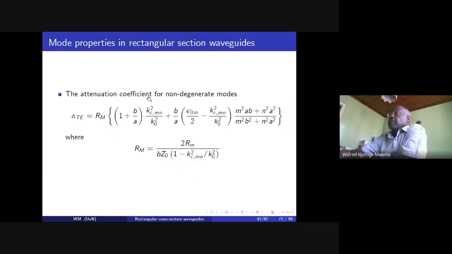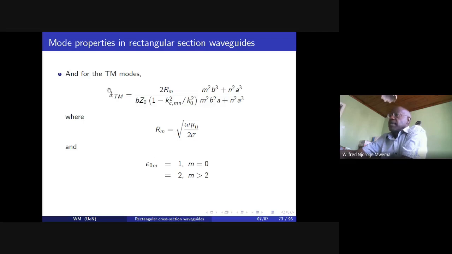So the attenuation coefficient for the non-degenerate modes, we shall see when we look at the attenuation in waveguides or losses. We will be able to derive this expression. So we are going to say that Rm is, of course, the value of Rm corrected to the guide values. And for the TM modes, the attenuation constant Atm is given by that value there, with Rn equal to omega mu naught by sigma n by twice sigma, which is the resistance per square that we obtained before, and epsilon naught 0m is 1 for m equal to 0, and 2 for m greater than 1. And I have that value there.